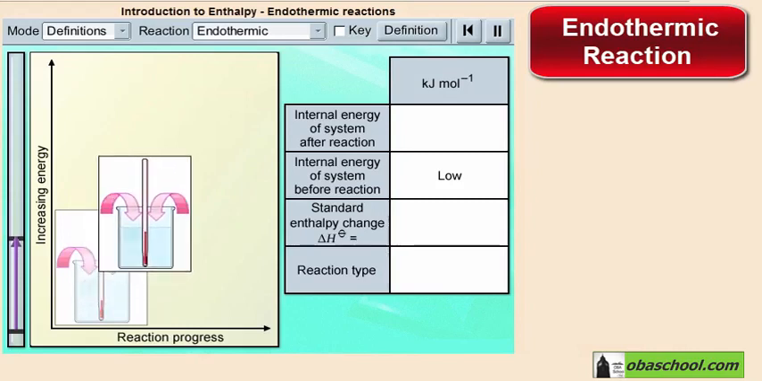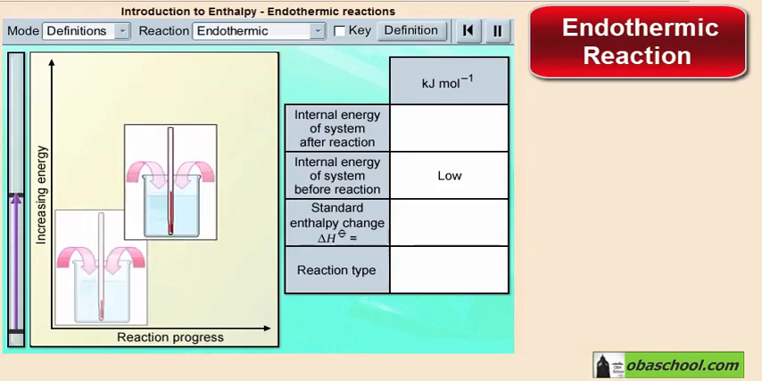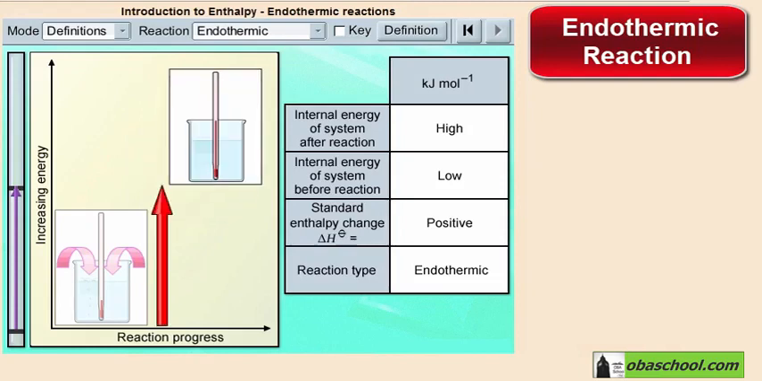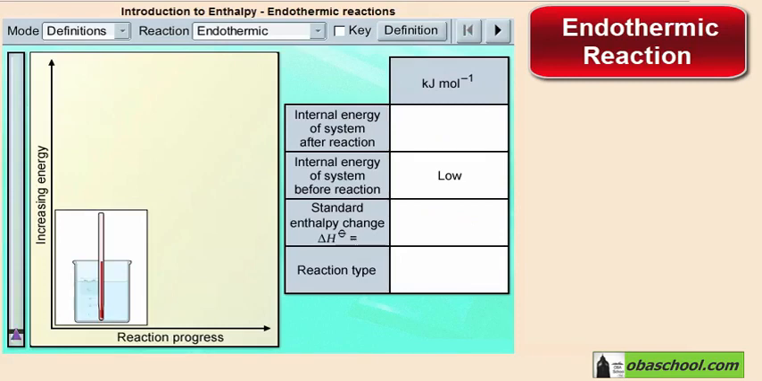So the reactants reacted together, and now we will obtain the products. So the internal energy of the system before the reaction was low. However, after the reaction, it's high. So delta H, or the standard enthalpy change in this case, is positive, and this is an endothermic reaction. Let's examine more carefully the process. So this is the system where two colorless liquids will react in an endothermic reaction.